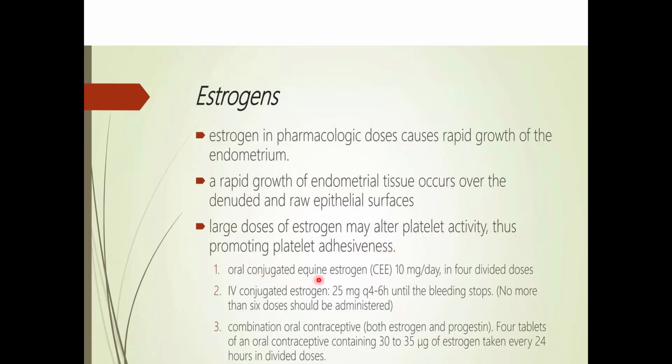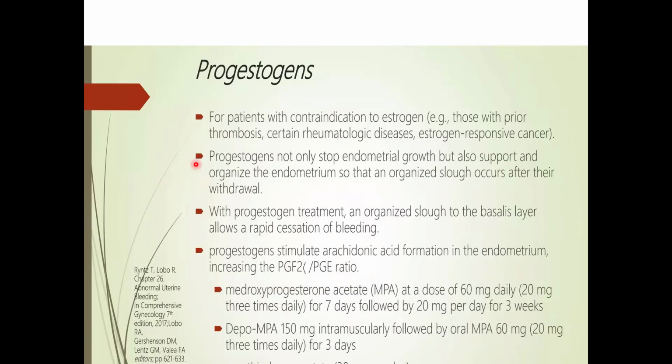Oral conjugated equine estrogen (CEE) 10 mg per day in 4 divided doses. Intravenous conjugated estrogen 25 mg every 4 to 6 hours until the bleeding stops. No more than 6 doses should be administered. And a combination of oral contraceptive, both estrogen and progesterone: 4 tablets of an oral contraceptive containing 30 to 35 mcg of estrogen taken every 24 hours in divided doses. Progesterone, for the patient with contraindication to estrogen, can be given.